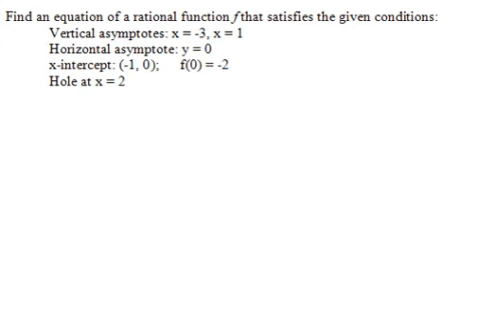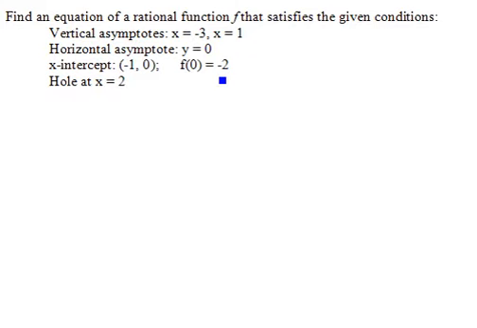Find an equation of a rational function f that satisfies the given conditions. We have vertical asymptotes at x equals -3 and x equals 1. Horizontal asymptote is y equals 0. An x-intercept at (-1, 0). The y-intercept f(0) is -2, and there's a hole at x equals 2.